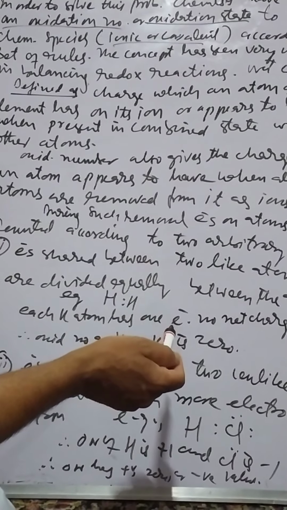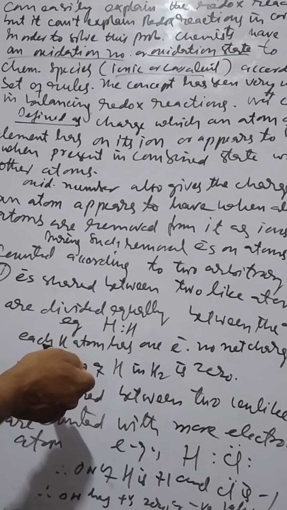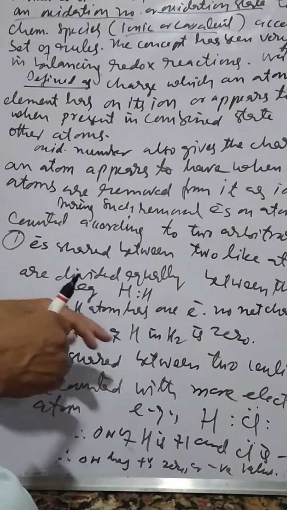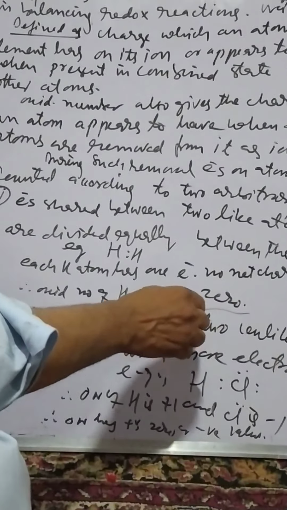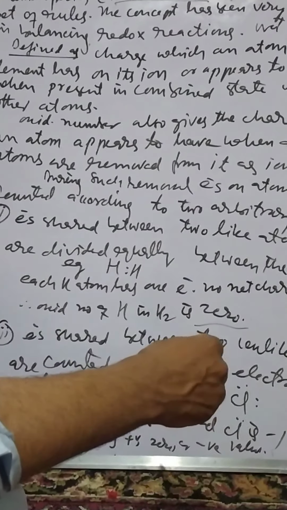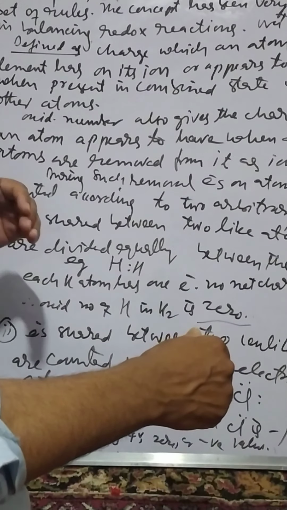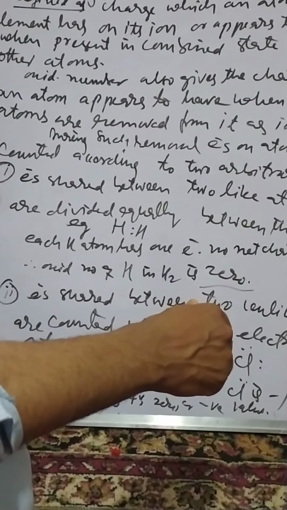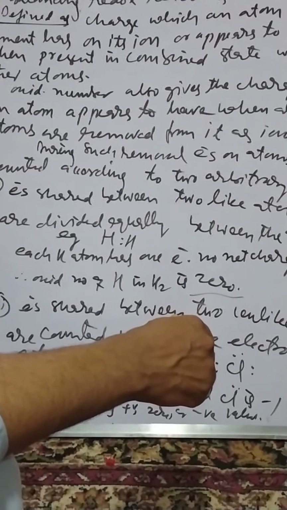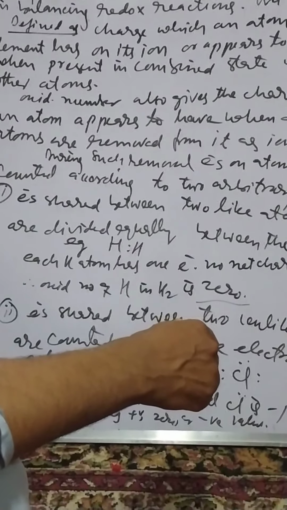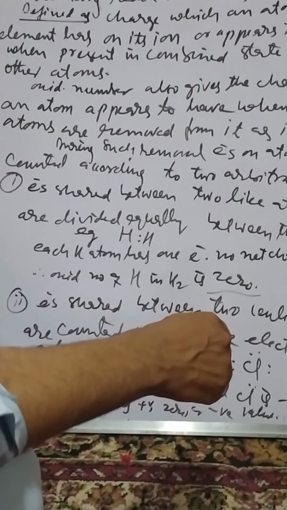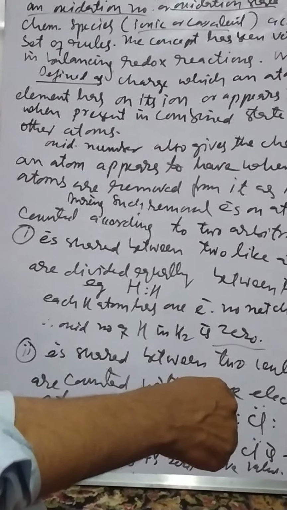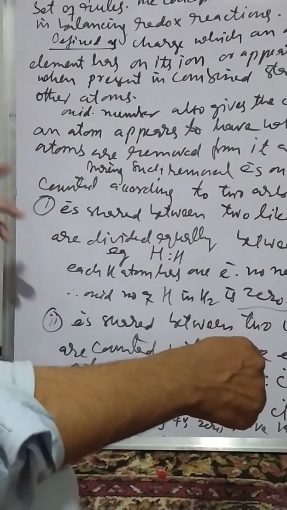So when we separate these two hydrogen atoms, each gets one electron, and it also has one proton. With one electron and one proton, its charge is 0. So the oxidation number of hydrogen in the hydrogen molecule is 0. What does this 0 signify? It signifies that when we separate a hydrogen molecule into atoms, the charge of each atom is 0. So this is the first rule: when a covalent bond is formed between two like atoms, the oxidation state of those atoms is 0.